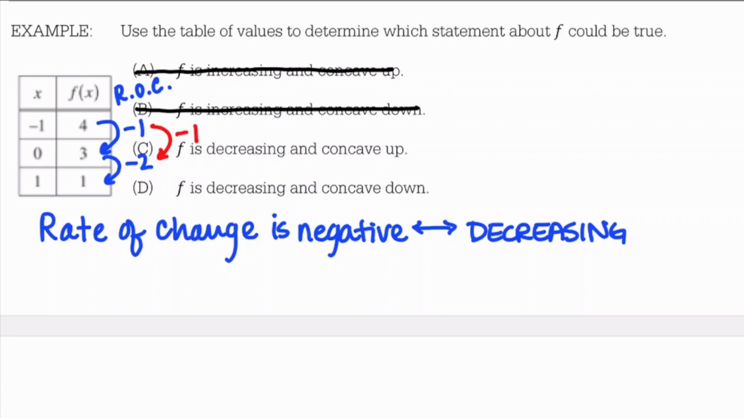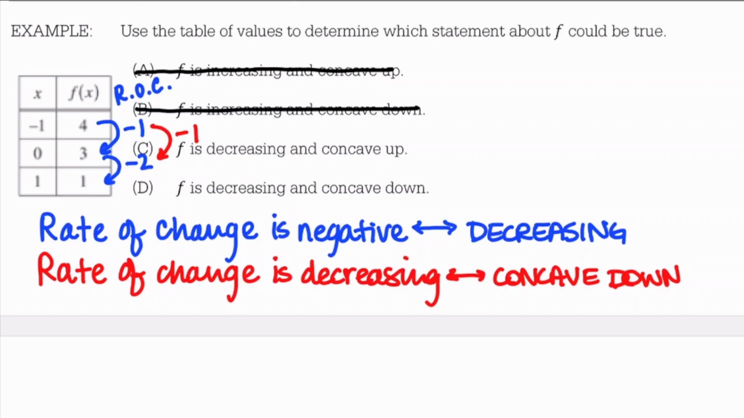Okay, and then we're looking at the rate of change of the rate of change, and that's a negative number, -2, and that's telling me that the rate of change is decreasing. And as we know now, that means that the function's graph is concave down. All right, so we're looking for decreasing and concave down. That's answer choice D. That's something that we could do.